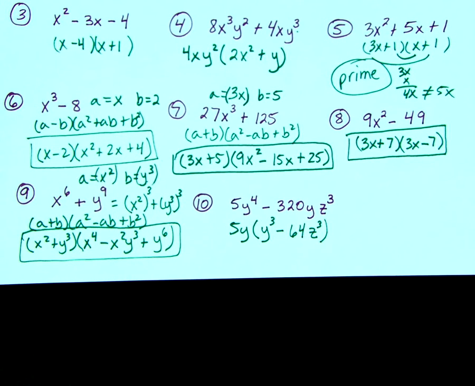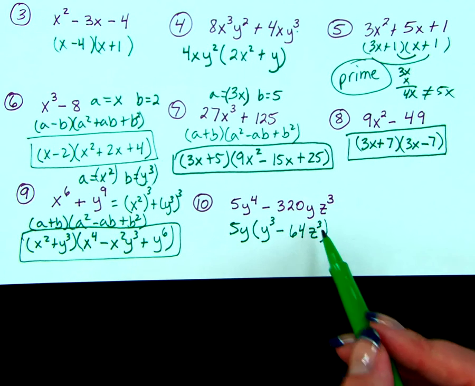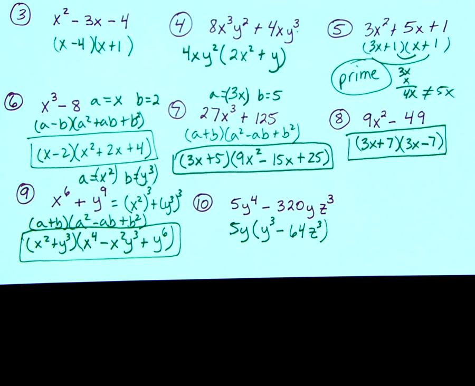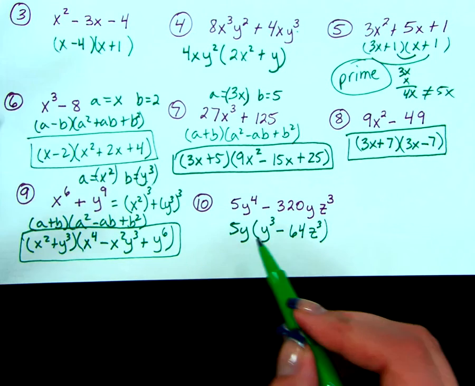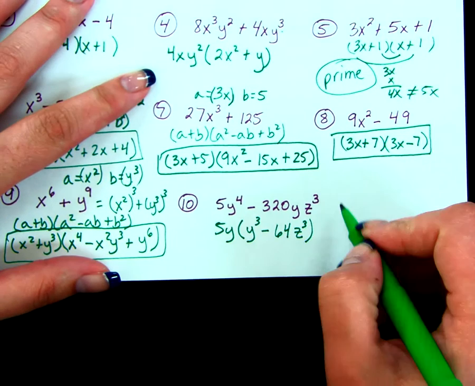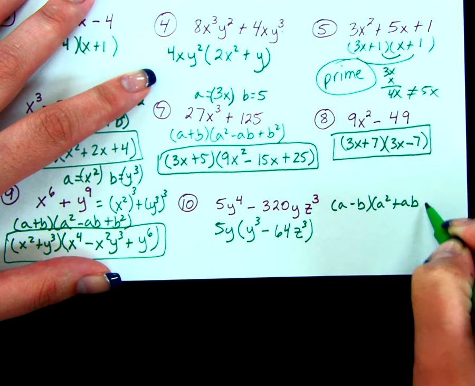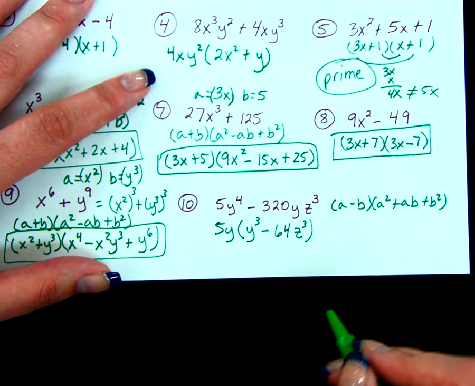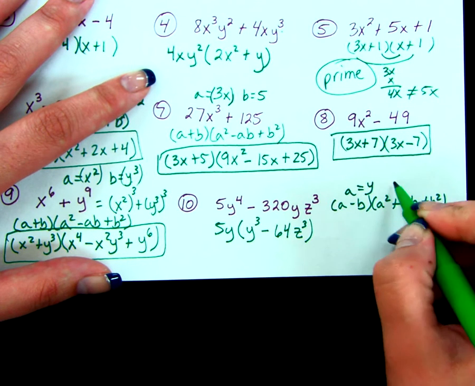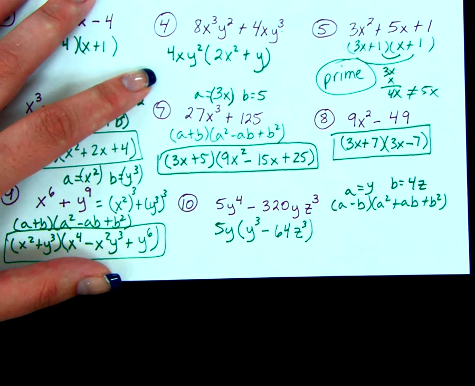Now looking at this problem, we aren't actually done because we have the difference of perfect cubes. So we have y cubed as a perfect cube, z cubed as a perfect cube, and so is 64. So that means that we have to keep factoring. So the 5y is just going to tag along, but we're not going to change anything to it. And then this part's going to factor into that a minus b, and then a squared plus a times b plus b squared. So a for this problem is just y to the first, and then b is going to be 4z. So now I'm just substituting.